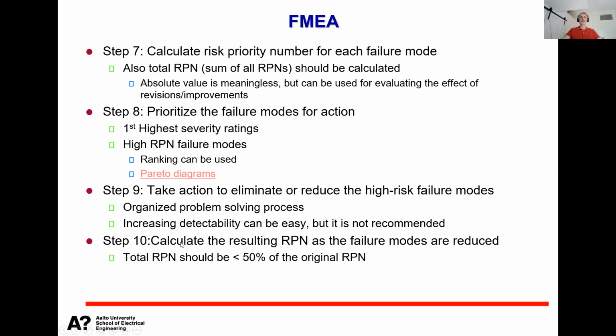Then there's another rule of thumb which also does not need to be valid in your assignment. Typically it is expected that after you have done the first round of corrective actions, your total RPN should be 50% smaller than the original RPN. But that's not any kind of an absolute requirement for this assignment.